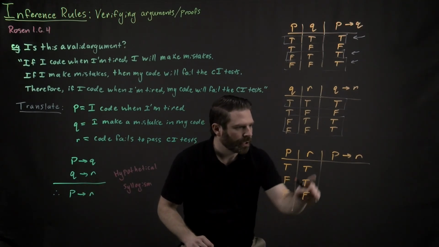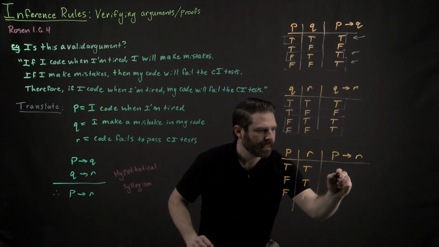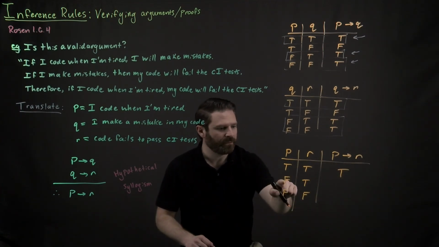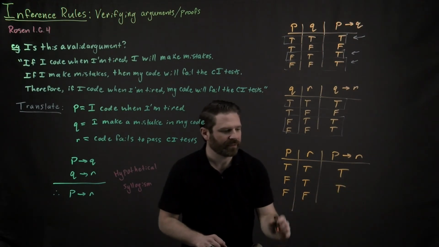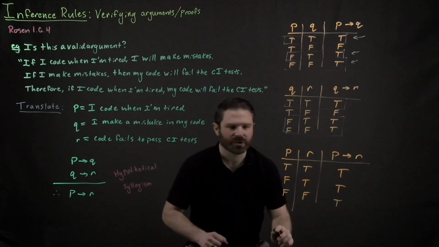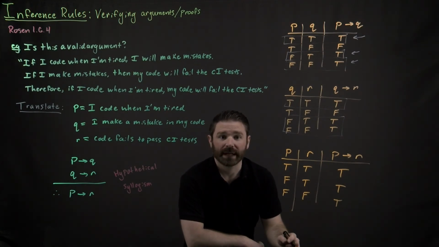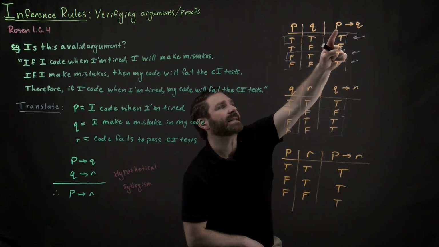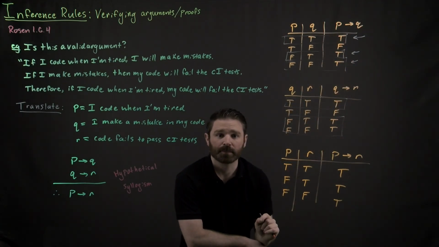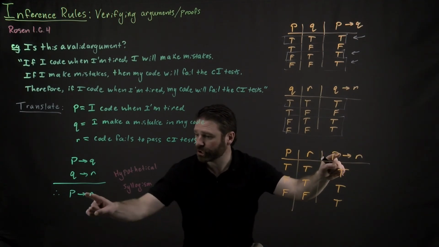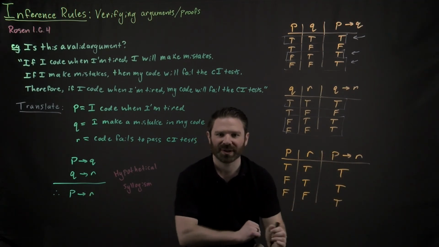And let's see here. True implies true. Yes, that is a true statement. False implies true. Yes, that's a true statement. And false implies false. That is also a true statement right here. So fantastic. If I set my hypotheses all to true, then my conclusion is also always true.